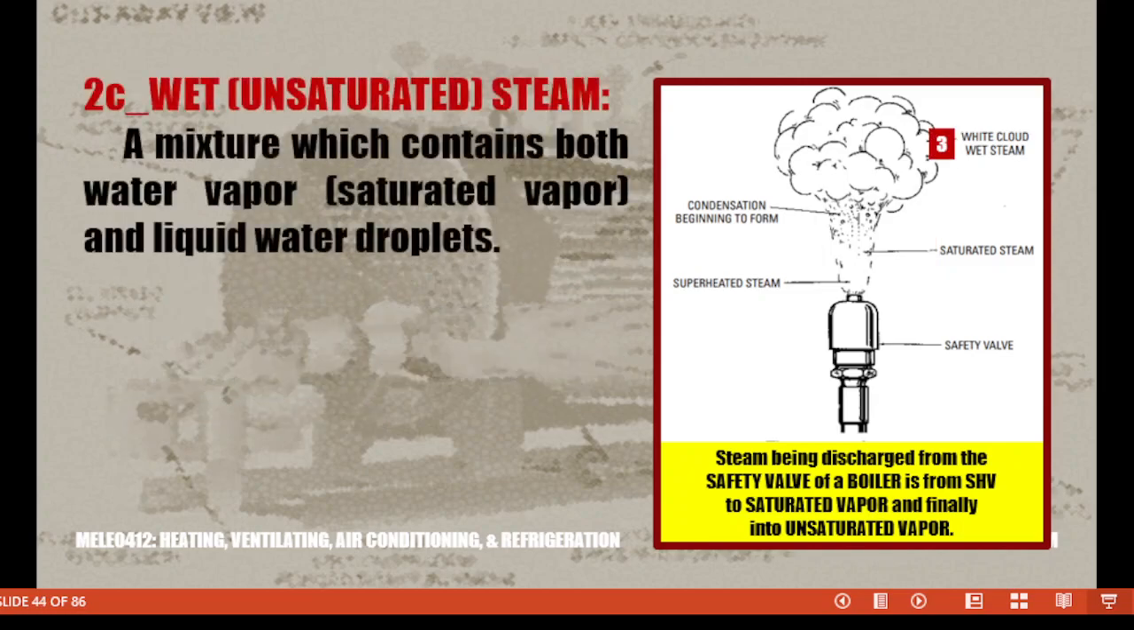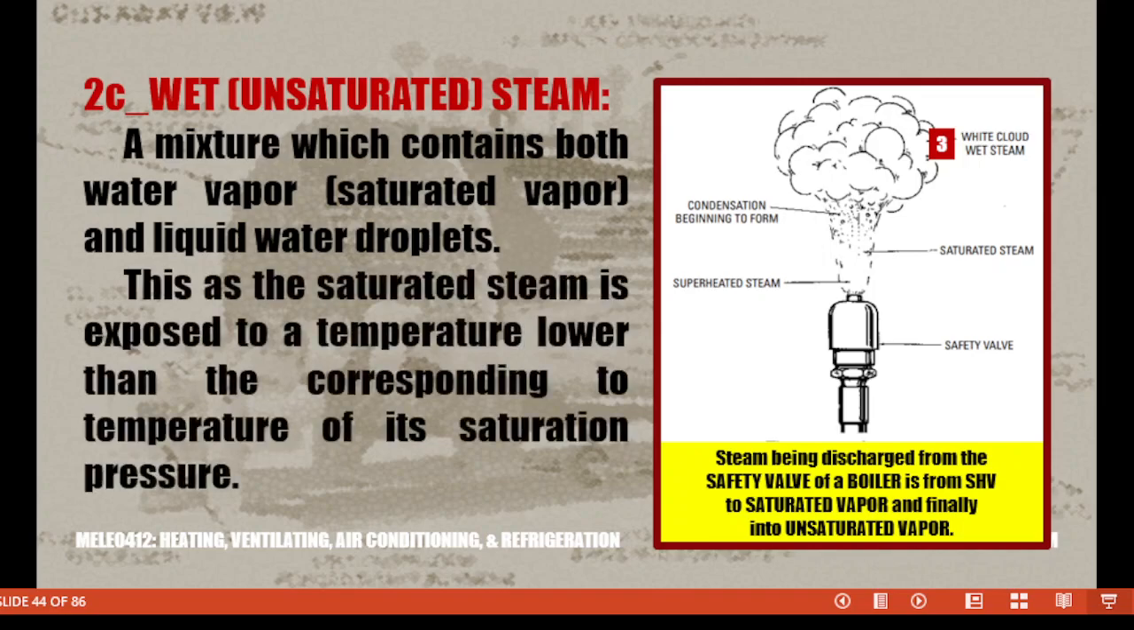So, last one is meron tayong tinatawag na wet or unsaturated steam. It is a mixture which contains both water vapor or saturated vapor with liquid water droplets, or with certain contents of moisture. So, vapor forms of steam turn into liquid or condensate as they are exposed to a temperature lower than the corresponding temperature of its saturation pressure.